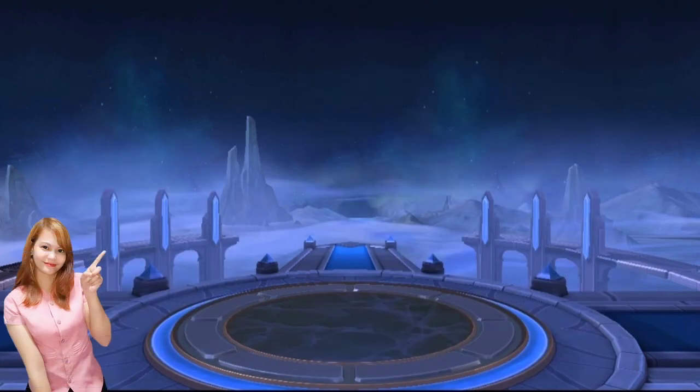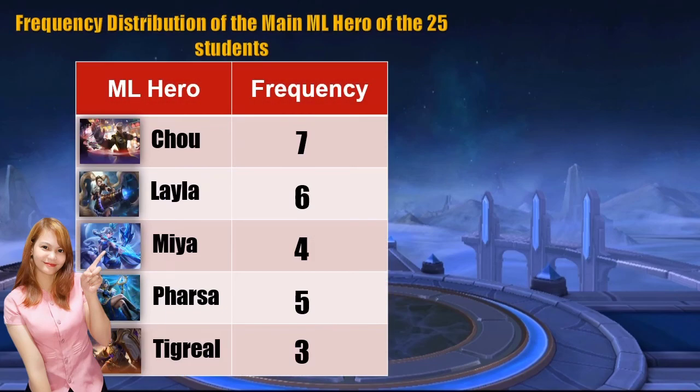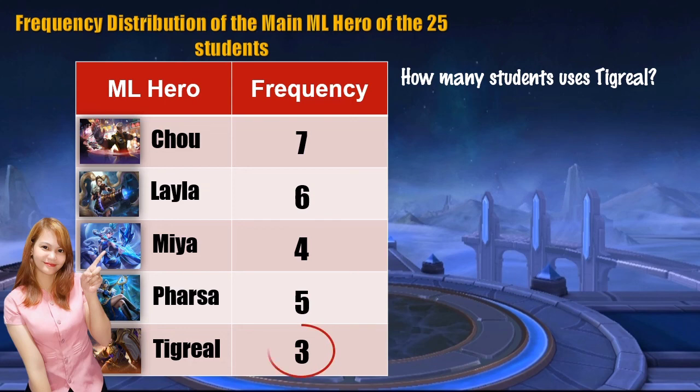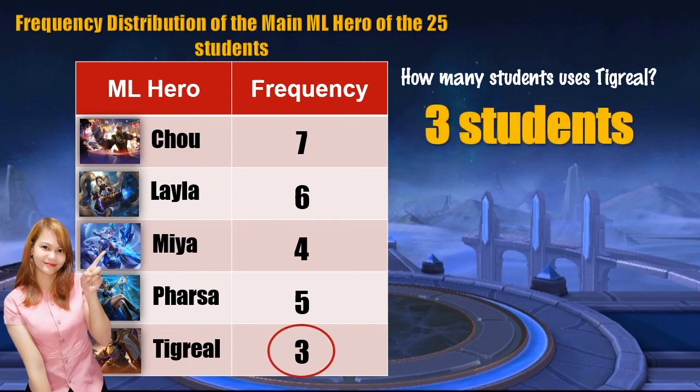Also, if we already have a frequency distribution table, we can easily interpret the data and answer some questions regarding the data being organized. Let's have an example in interpreting data in a frequency distribution table. Let's answer the following questions. First question: how many students use Tigreal? Since the frequency for Tigreal is 3, there are 3 students who use Tigreal.